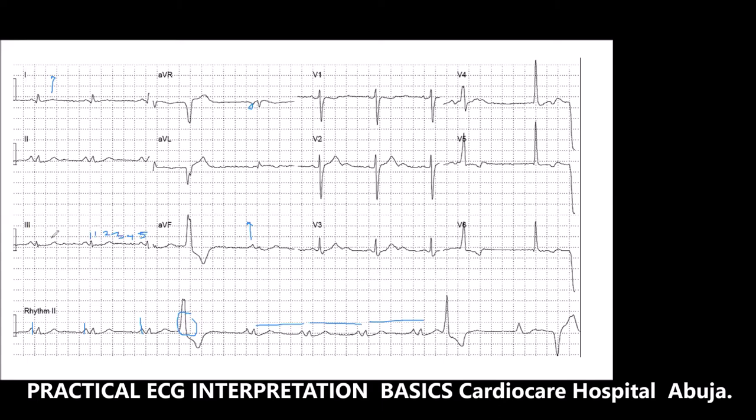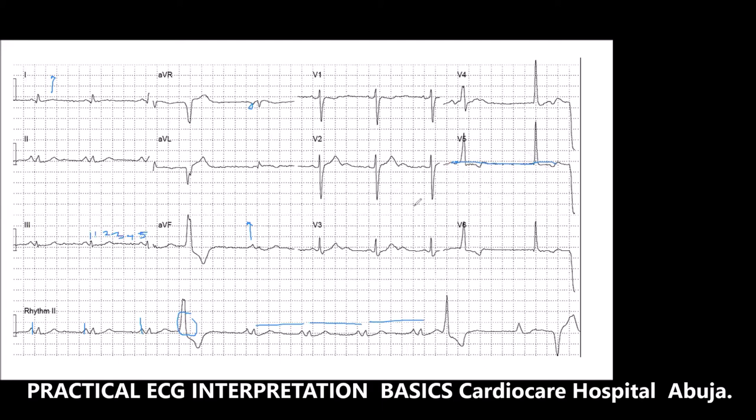Lead one, plus one, fine. ST segment, everything looks fine, right? No. V5, V6 has T wave inversion. Can you see the T wave inversion? And the ST segment? Correct. Can you see that? Something like that. So can you see that?